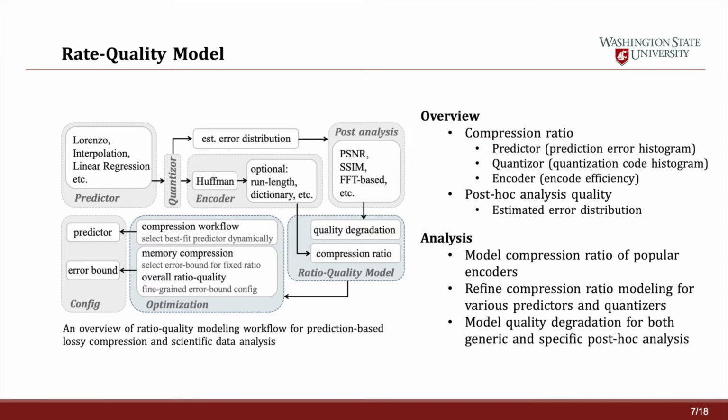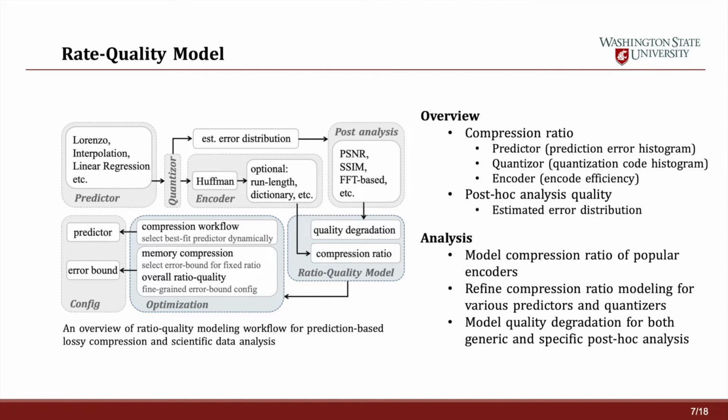In order to answer those challenges, here is an overview of our proposed ratio-quality model. We can start from the upper left, the predictor. It will provide the prediction error to the quantizer section, and the quantizer will provide the estimated error distribution. This is for the post-analysis to estimate its error distribution. It will also provide the quantization code histogram to the encoder section. In the encoder section, we will estimate the encoder efficiency of Huffman and all the other optional lossless compression after Huffman. And this will basically provide the compression ratio estimation.